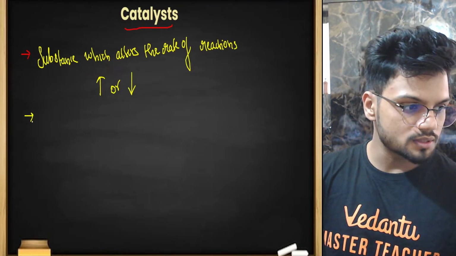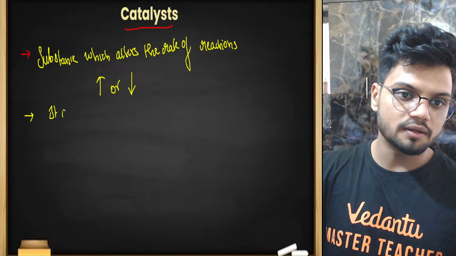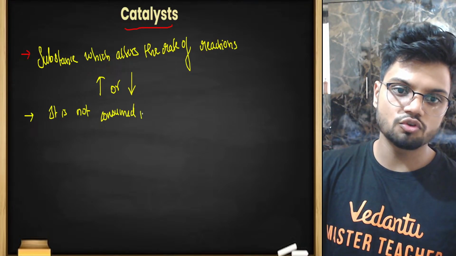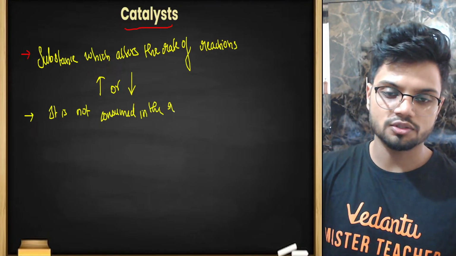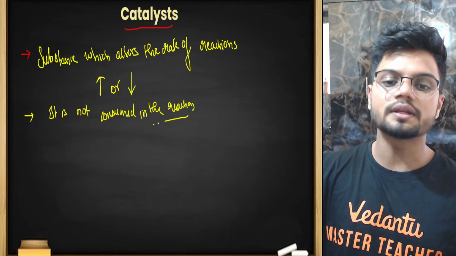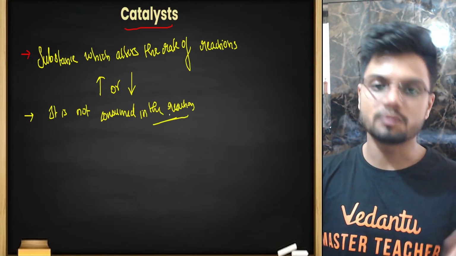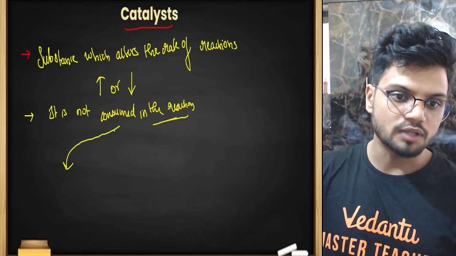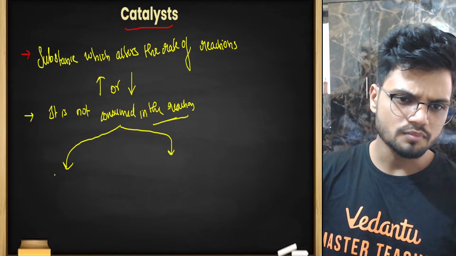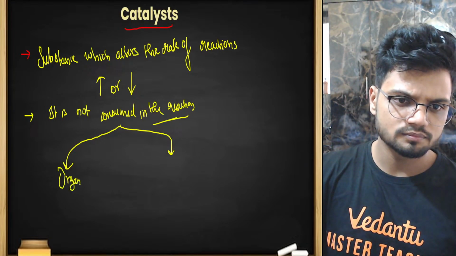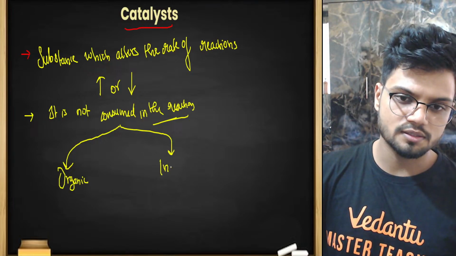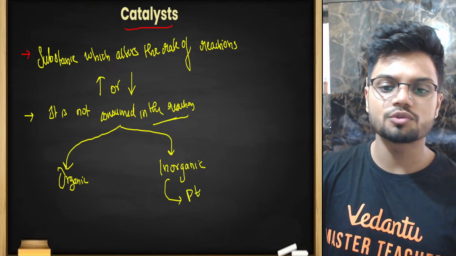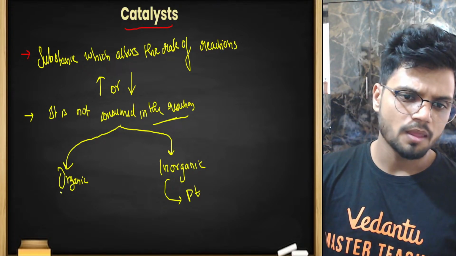But always remember, students, it is never consumed in the reaction. A catalyst will never be consumed in a reaction. Now, catalysts can be of two types, broadly speaking: organic catalyst and inorganic catalyst. Under inorganic, which you use in chemistry, platinum, all that.